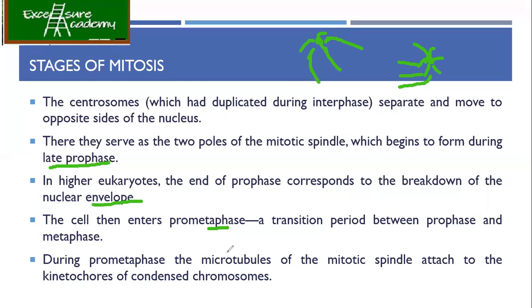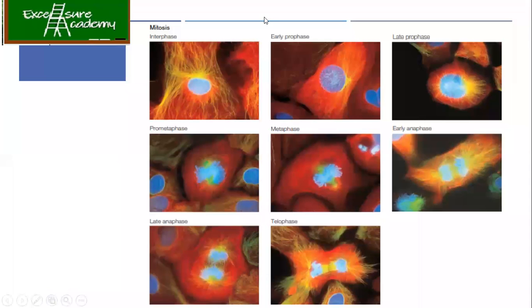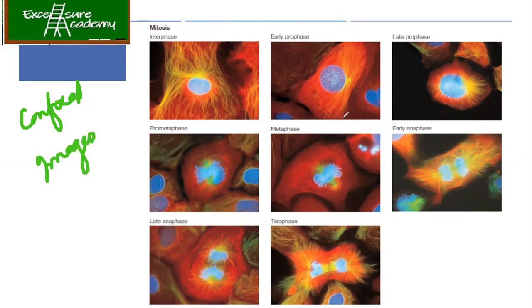So what happens in the metaphase? In metaphase, the spindle fibers will be attaching to the kinetochores of the chromosomes and they will align in the single plane. So during prometaphase, microtubules of the mitotic spindle attach to the kinetochores of the condensed chromosomes. Okay. Now, again, this is actually confocal microscopy and it is again showing the same thing. So these are the confocal images. Very beautifully they have shown it.